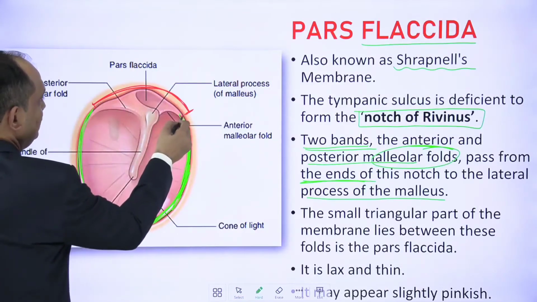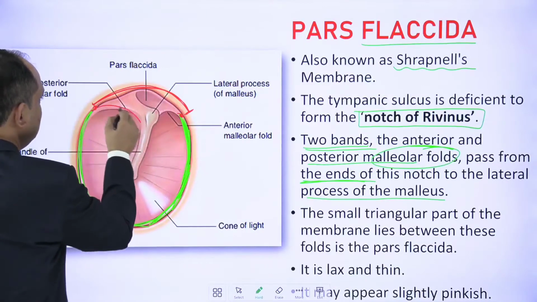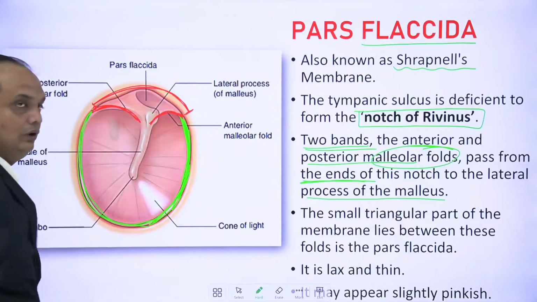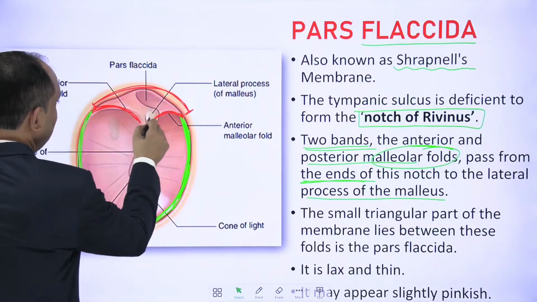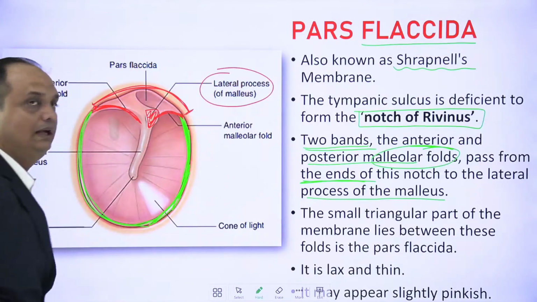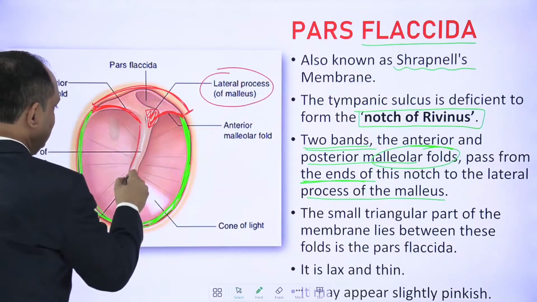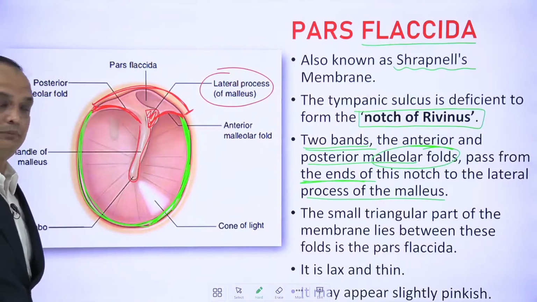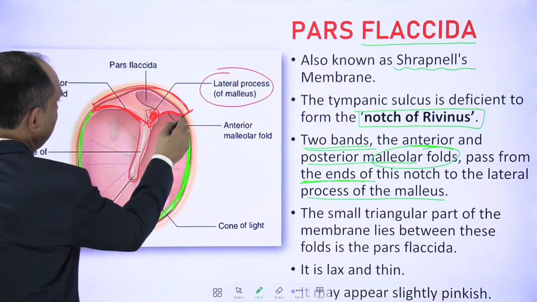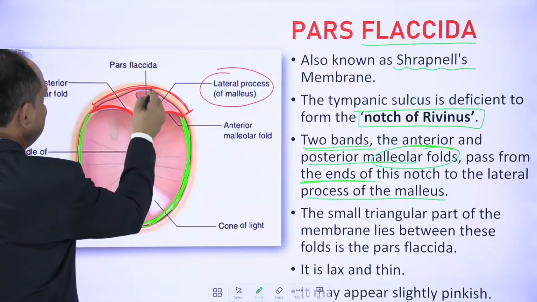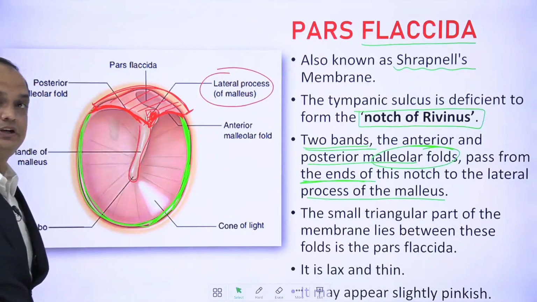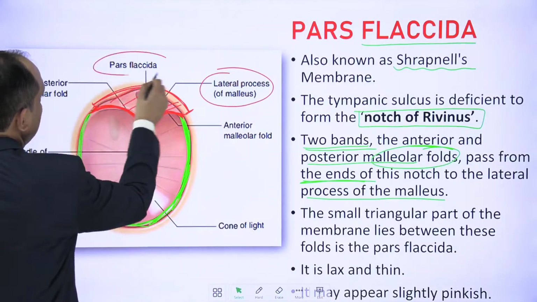The margins of the notch send out two folds. These folds are known as the anterior and posterior malleolar folds, and they approach the bony part of the malleus, which is known as the lateral process of the malleus. Clear? So, this was the handle of the malleus, which is responsible for the umbo, and this is the lateral process of the malleus. Up to there you have the two folds, and the area between the notch and the anterior and posterior malleolar folds is known as the pars flaccida.